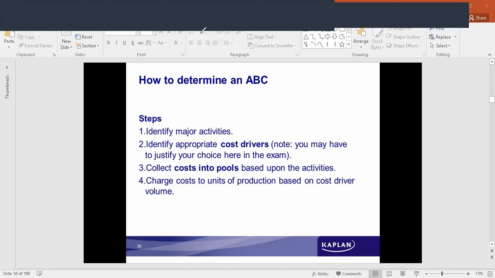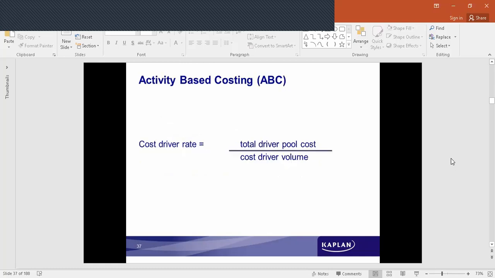Since your examination pattern is case study pattern, I will not do any objective type questions, but we'll straight away take up a case study and do that. See how the costs are allocated. In case of traditional costing, only one predetermined overhead rate would be calculated.